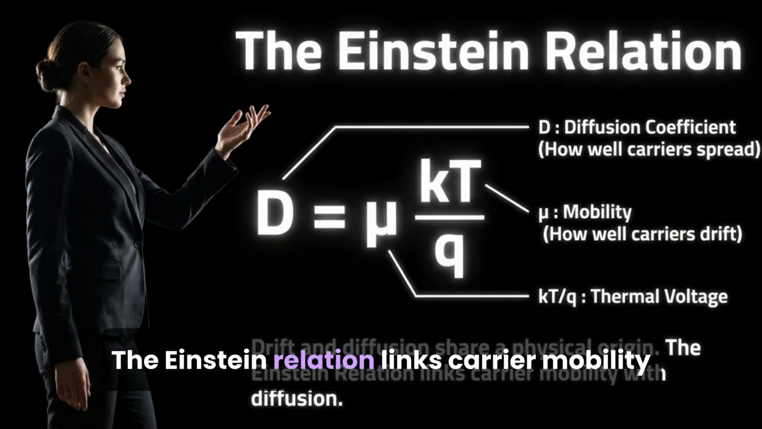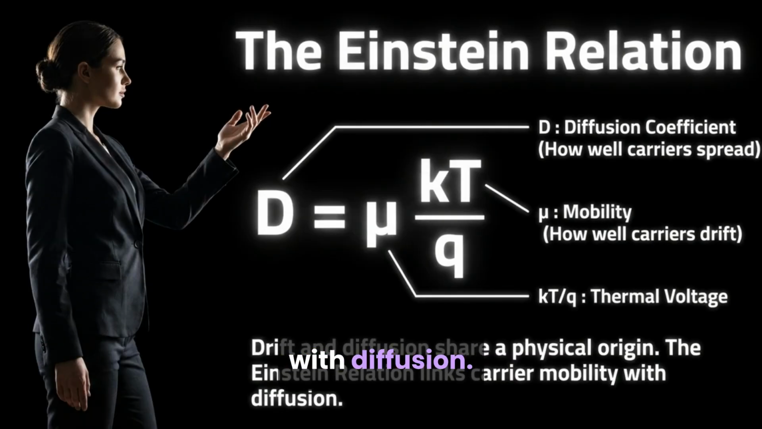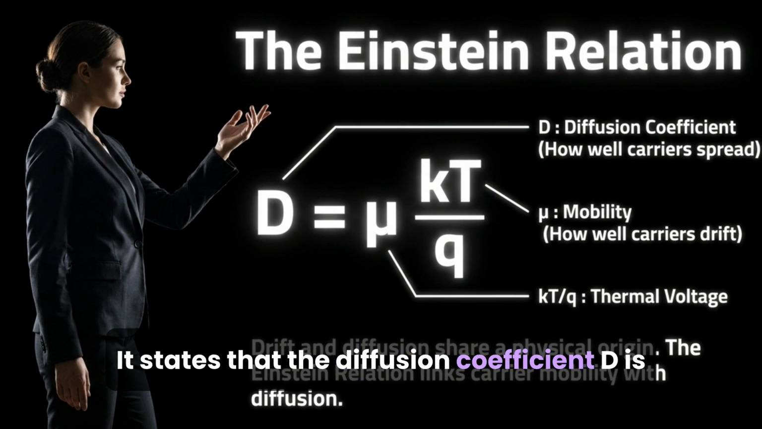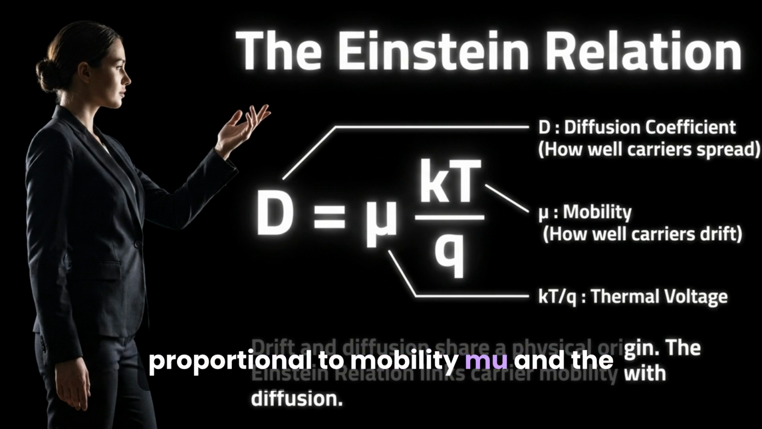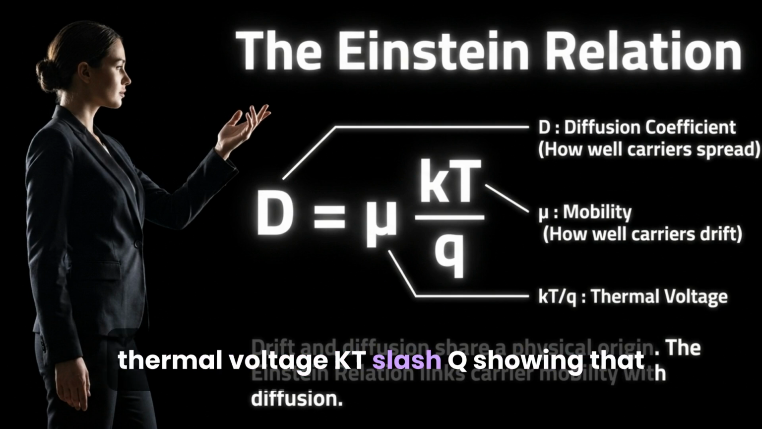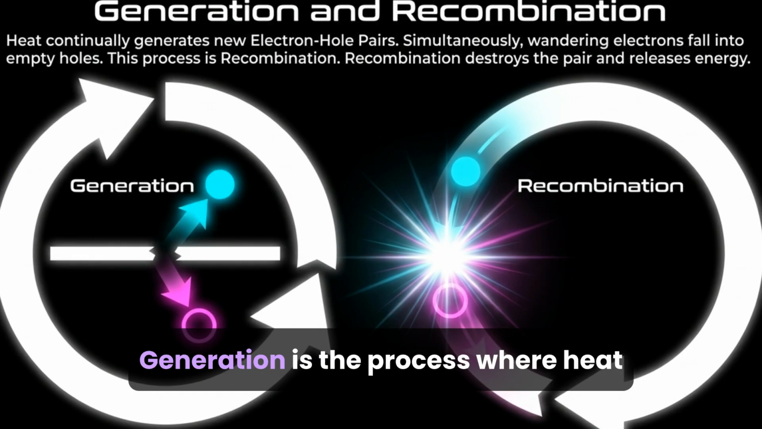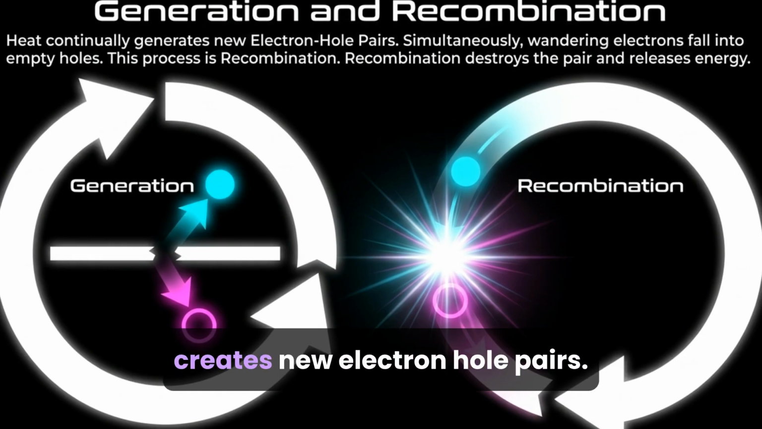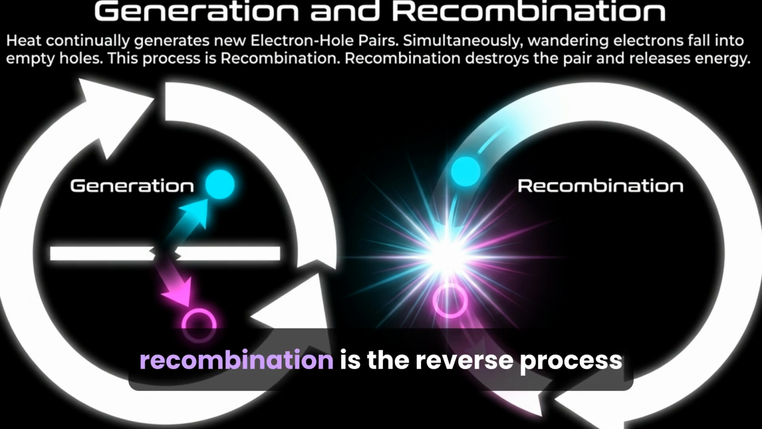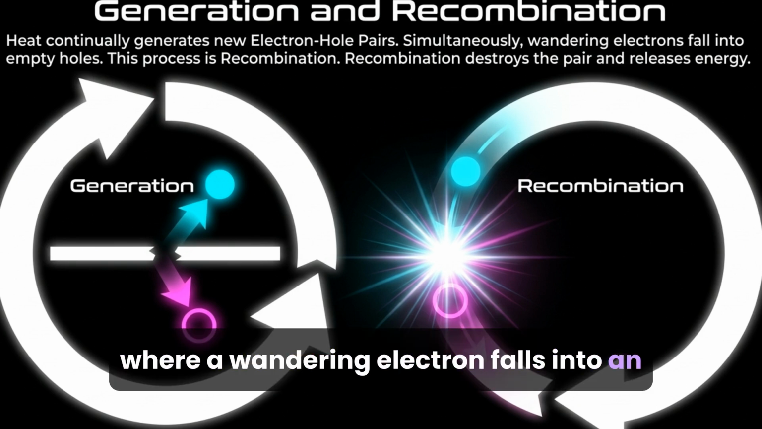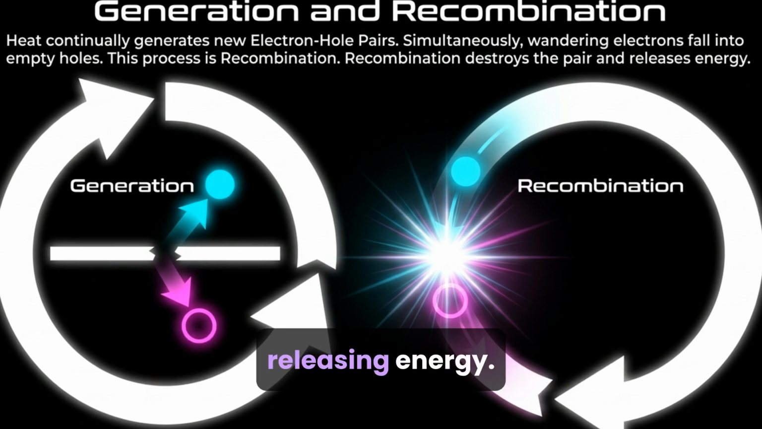The Einstein relation links carrier mobility with diffusion. It states that the diffusion coefficient D is proportional to mobility mu and the thermal voltage kT/Q, showing that drift and diffusion share a physical origin. Generation is the process where heat creates new electron-hole pairs. Recombination is the reverse process, where a wandering electron falls into an empty hole, destroying the pair and releasing energy.